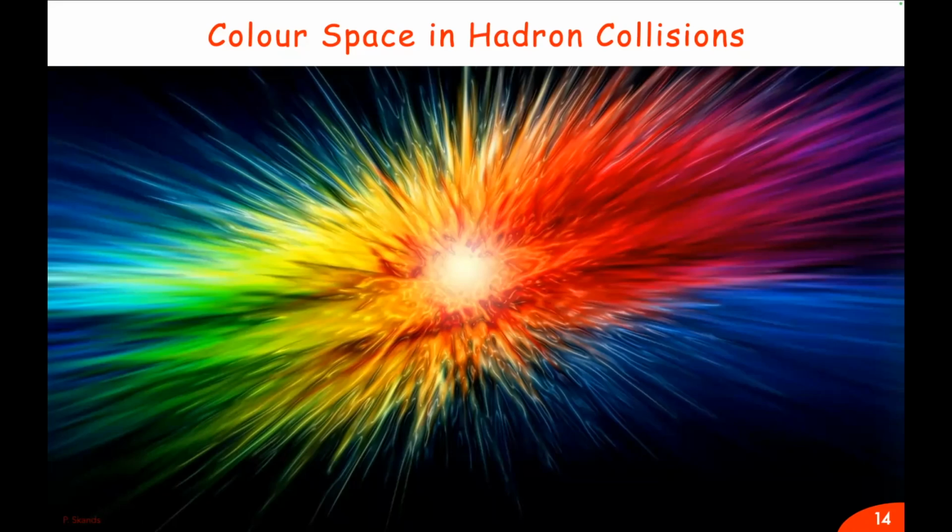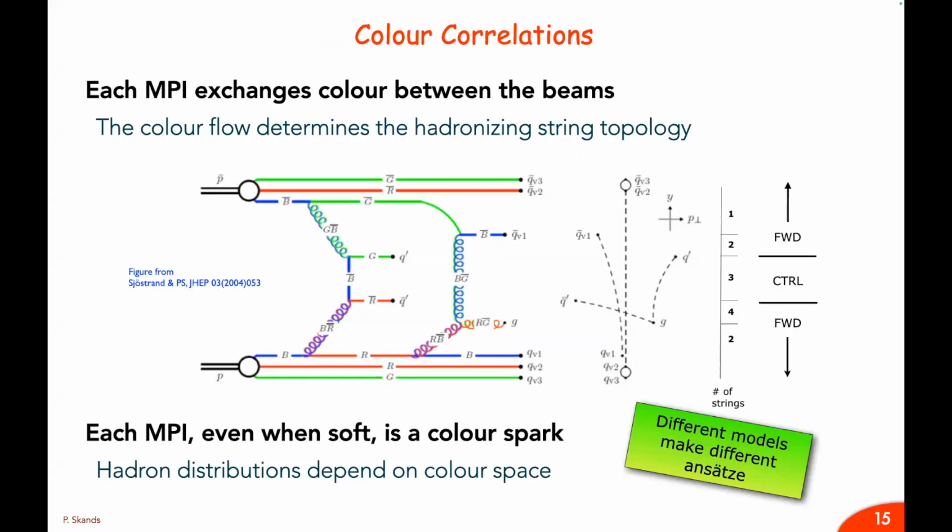Color space in hadron collisions is a lot more complicated than it was yesterday. The leading color approximation is much worse, and I'll discuss some of the phenomenology associated with that. I think we have a little bit more time to do that.